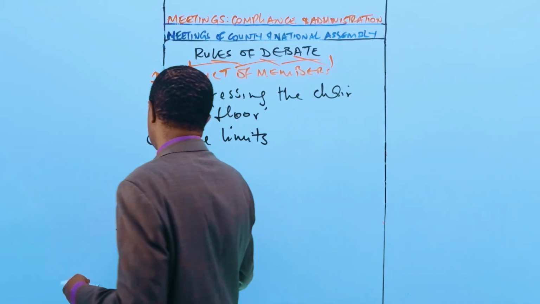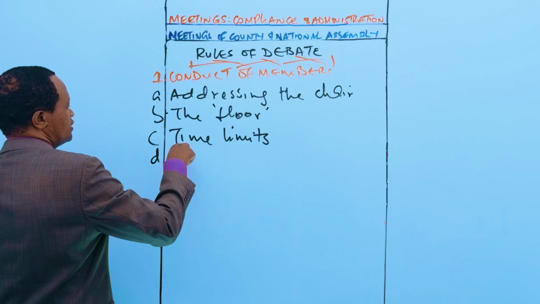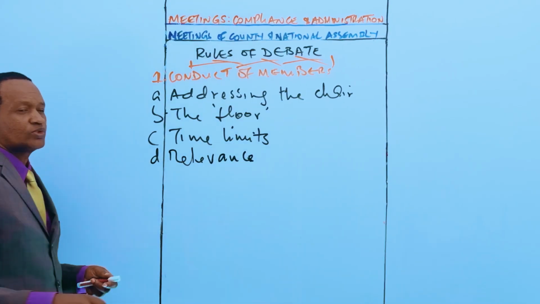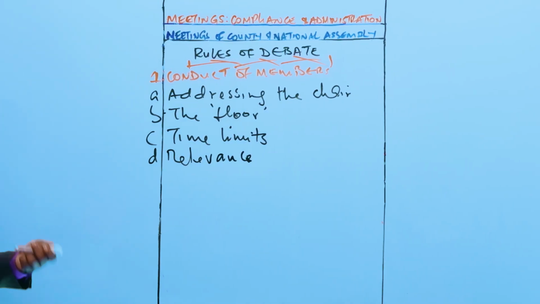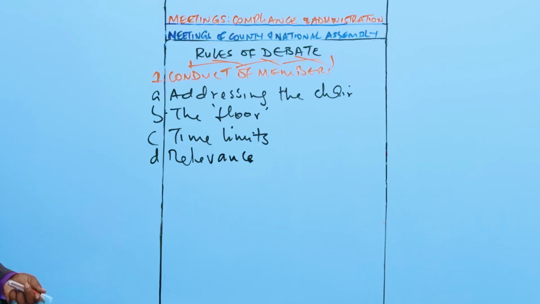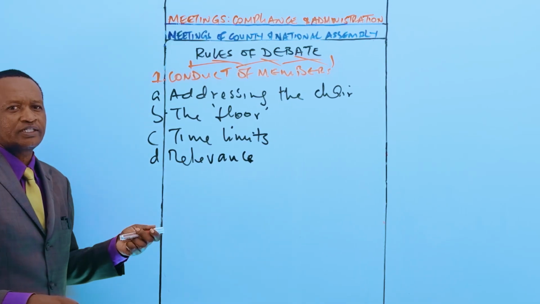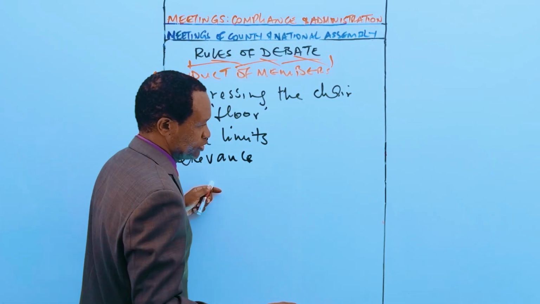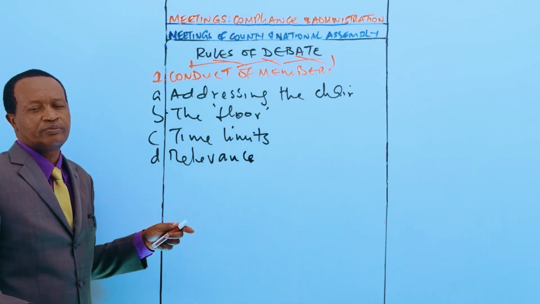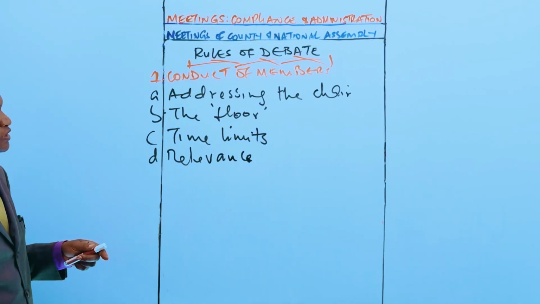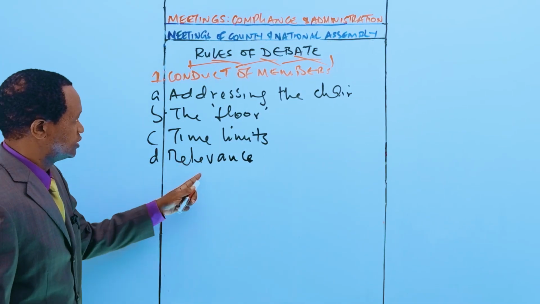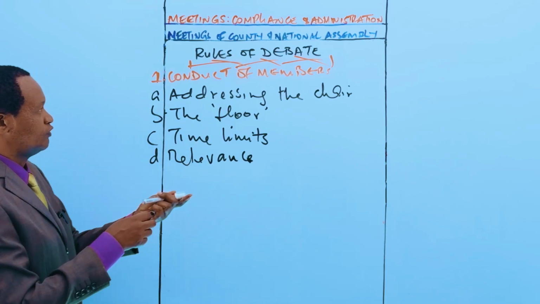Then, of course, there is a rule on relevance. What do you mean by relevance? Every speech must be strictly relevant to the motion or matter under consideration, because straying away from the subject is prohibited. So these are rules in relation to the conduct of members.